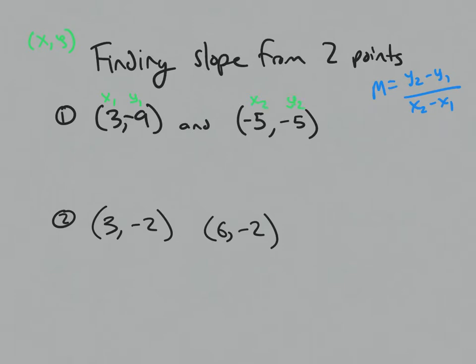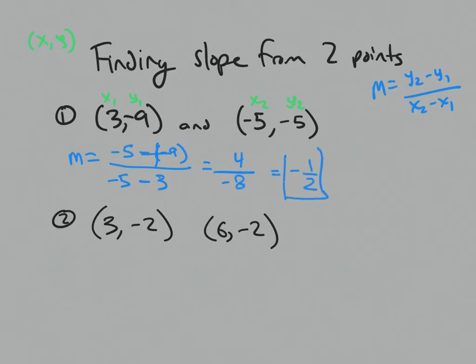So if I'm going to do my slope formula, I'll go m equals y2 is negative 5 minus y1 is negative 9. Notice I had to use parentheses there because it's minus a negative, over x2, negative 5, minus x1 is 3. So on the top, this becomes a big plus. And it's negative 5 plus 9, which is 4, over negative 8. And that slope is negative 1/2 when you reduce the fraction.